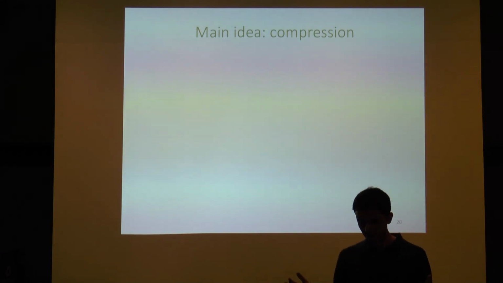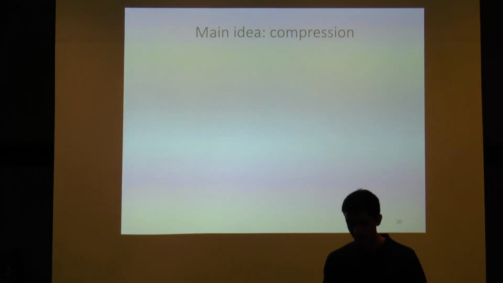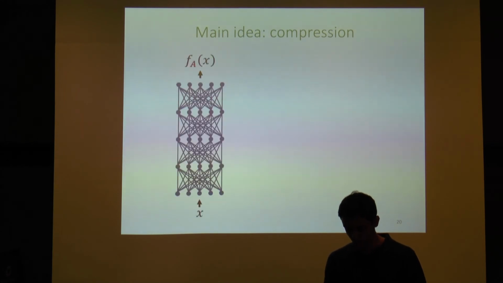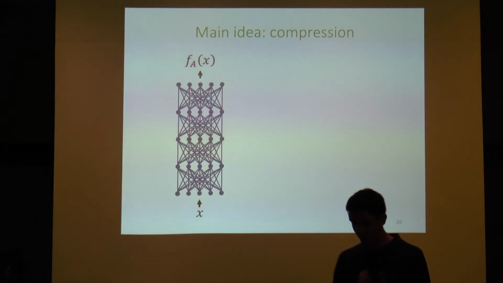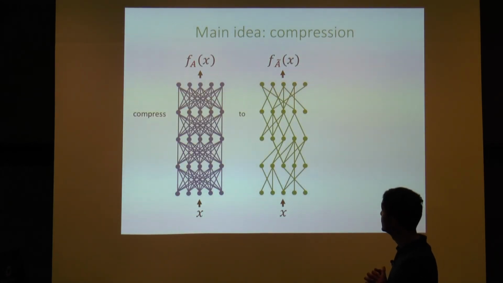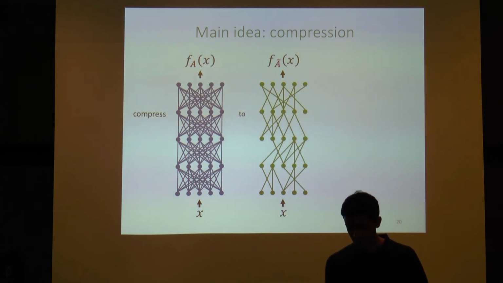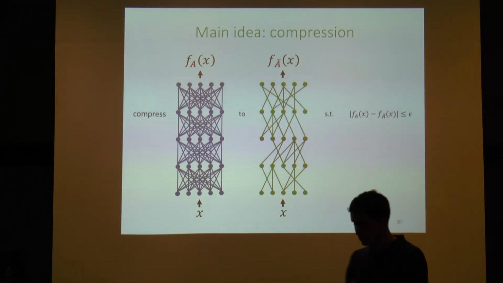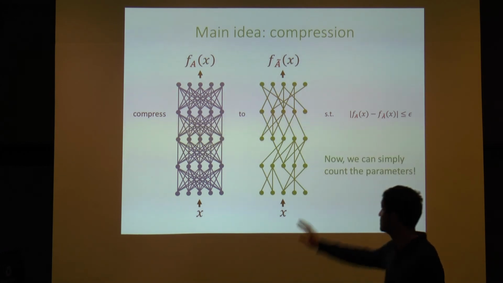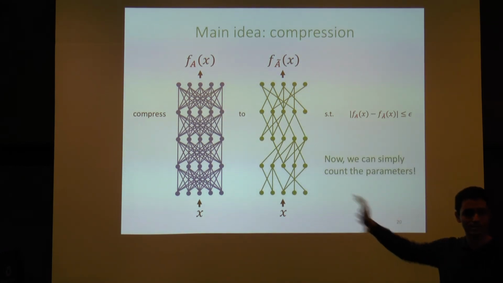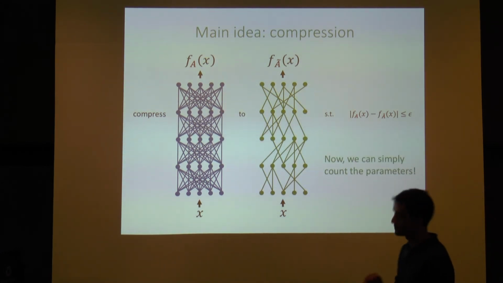So can we capture this by compression? If you have a larger code that's error correcting, there should be a way of compressing it. So let's compress neural networks. If I have a network and I can compress it to another network with much fewer parameters, which approximates the original network, then I can just count the number of parameters on the second network and say this is the generalization I get, right?